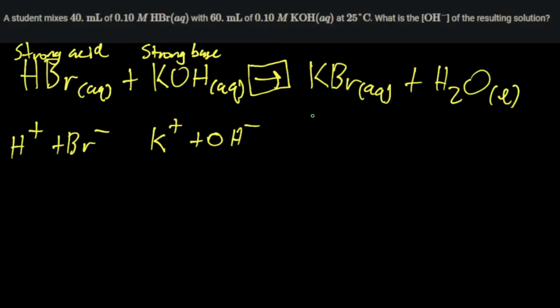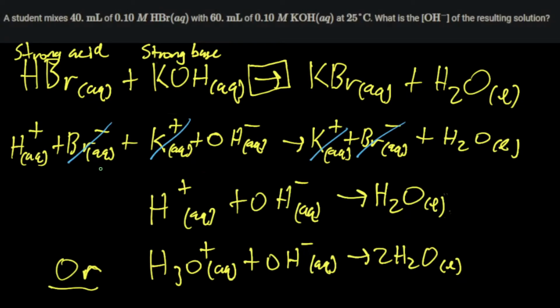For our products, potassium bromide is a soluble salt, meaning in solution we will also have K+ and Br-. From here we can write our net ionic equation. To save some time, I went ahead and canceled out the spectator ions and wrote out the net ionic equation. The resulting net ionic equation is H+ and OH- react to form H2O, or H3O+ plus OH- equals 2H2O. Make sure to balance the H's if you use H3O+.